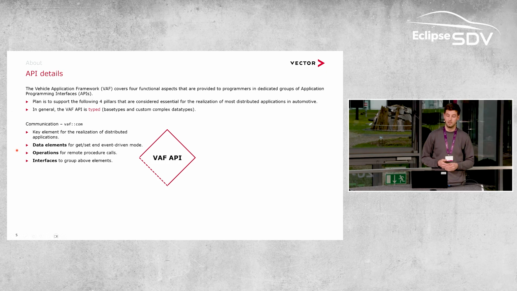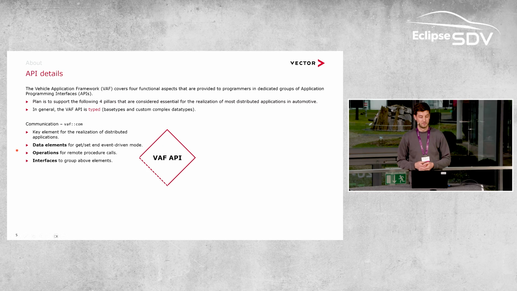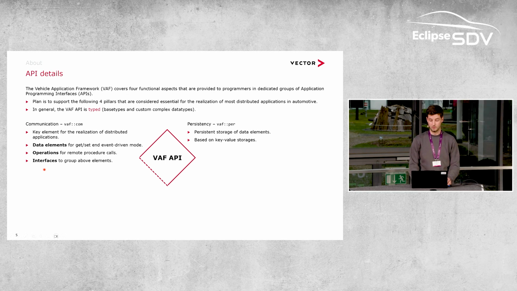You find it in SOME/IP with the methods, but you also find it, for example, in gRPC. That's the second communication building block, and we use the term interfaces to group any combination of data elements and operations for the communication between the application modules.